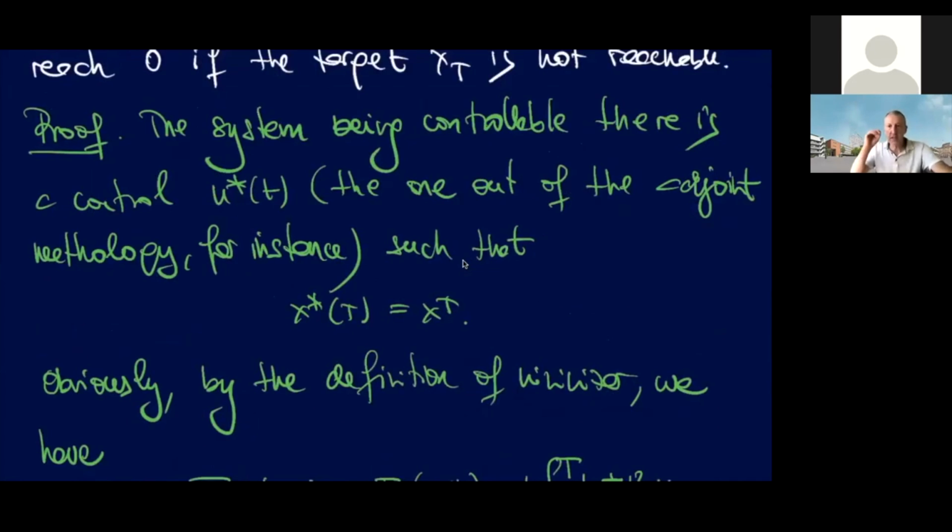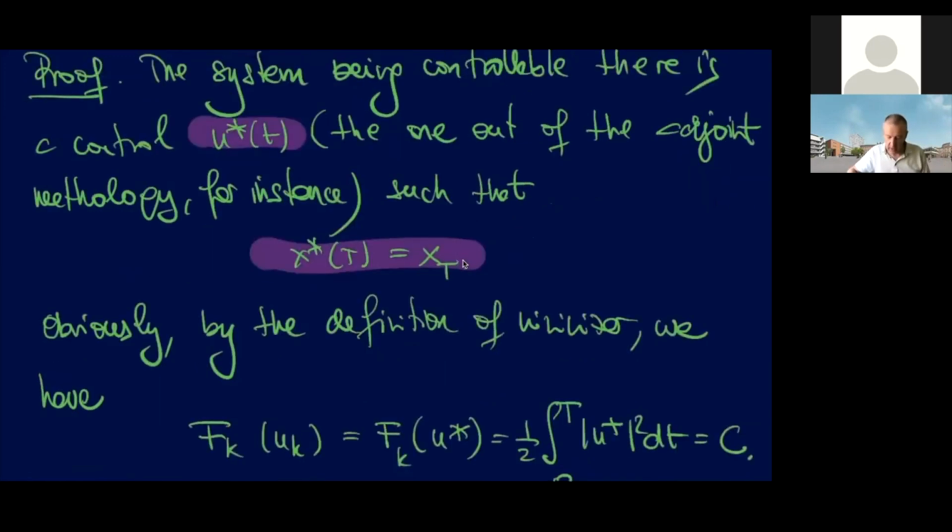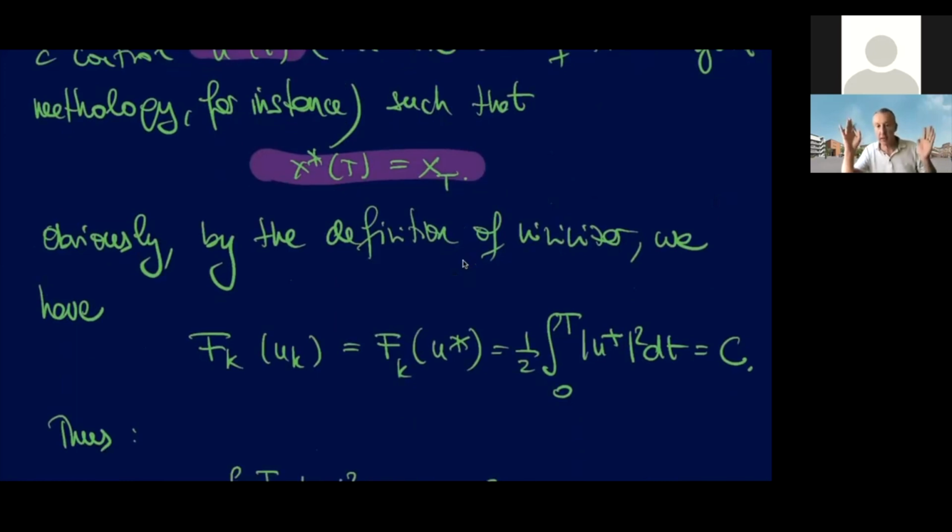Okay, so now what is the proof of this very simple fact? Well, it's very easy. You say, okay, assume the system AB is controllable. If the system AB is controllable, then there is a control that I call U star that will drive the state exactly to the target. So here, as usual, we'll write it down. I know there is a control U star that drives me to the target. In particular, you could take, for instance, the optimal control that we can build by the adjoint methodology.